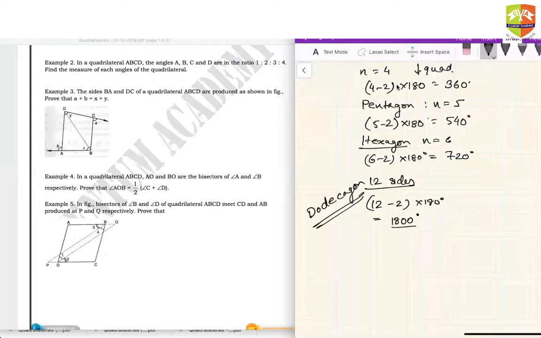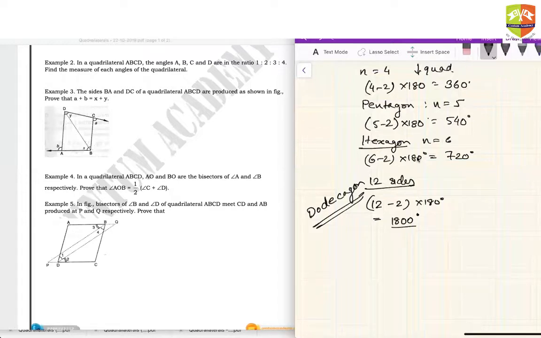Okay, now, sir, what about 360 divided by n? That formula, 360 divided by n. What is it? Exterior angle. Yes. Who is this asking? Sir, Shadli. Yes, Shadli.